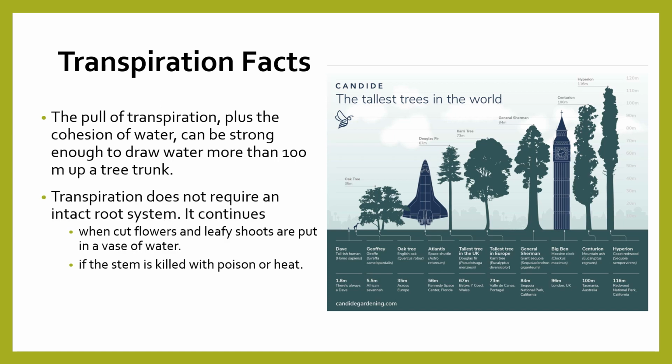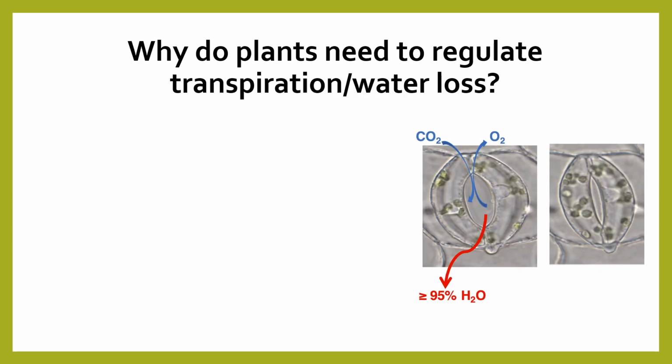And transpiration doesn't actually require a fully intact root system. It can even continue when we have cut flowers in a vase, or leafy shoots in a vase, or even if the stem is killed with poison or heat, because that cohesion and the adhesion and transpiration all depend on just water being suctioned up through the process of evaporation, and the attraction to each other and the walls of the xylem.